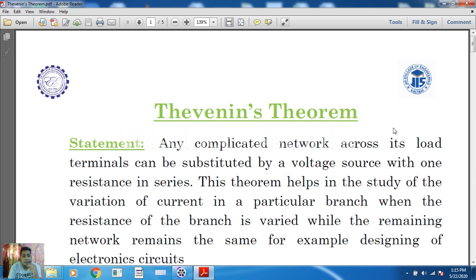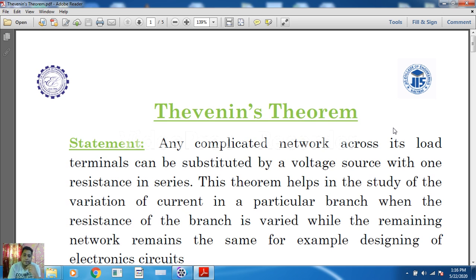So in the last class, what have we done? We have done the superposition theorem. In the superposition theorem, we saw how we can solve it, what the conditions are to apply it, the steps to solve it, and what the limitations of the superposition theorem are. So with the same procedure we will follow for this particular theorem, Thevenin's theorem.